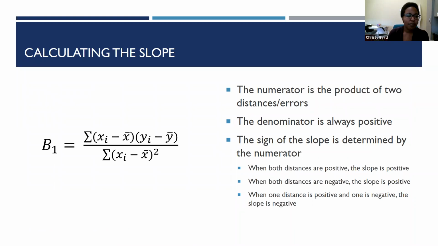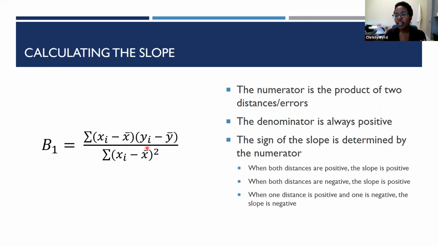All right, so what's happening here is, remember that our equation for our line is y equals beta 0 plus beta 1 times x. So this is beta 1, which we're going to calculate here. And this is the equation for it. I know it looks intimidating, but it's actually not too bad. We're going to break it down. So the top part up here, which is the numerator, is the product of 2 distances.